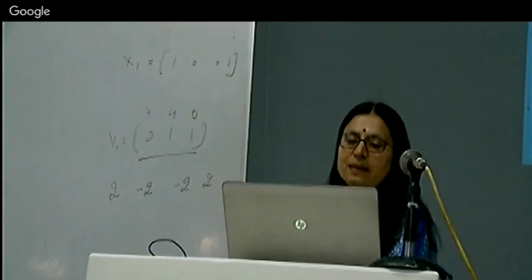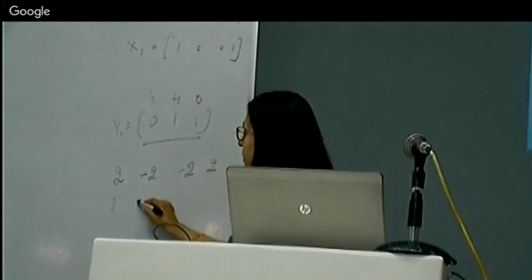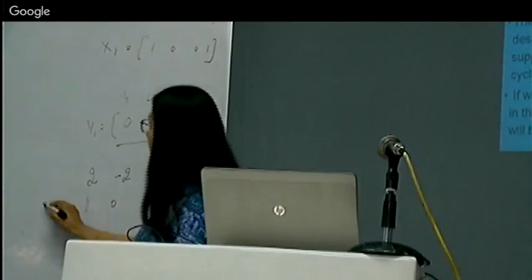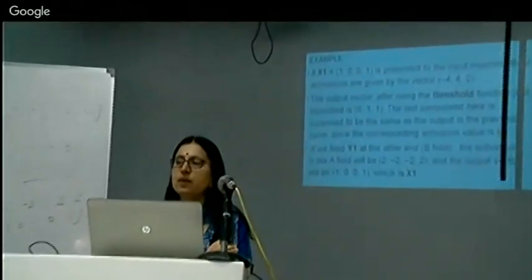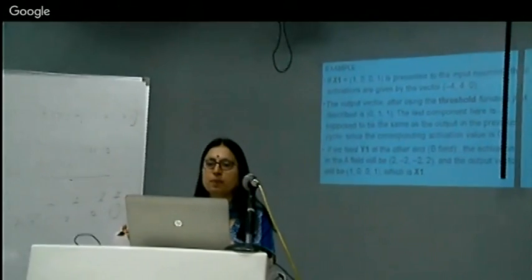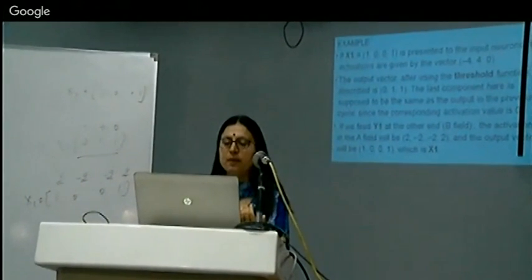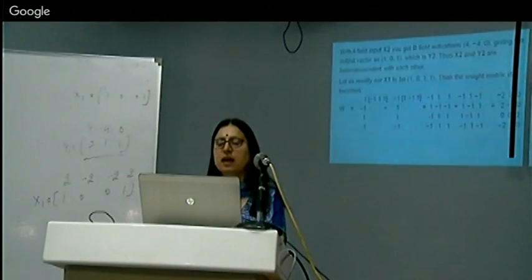Now when we apply thresholding, 2 will give us 1, minus 2 will give us 0, minus 2 will give us 0, and 2 will give us 1. So the pattern being recalled is x1. So it is bidirectional: x1 input pattern, y1 the output pattern. And if we apply y1 as the input pattern at the output layer, we get x1 at the input layer. So this is how it works. It memorizes the associations, and it memorizes them both ways.